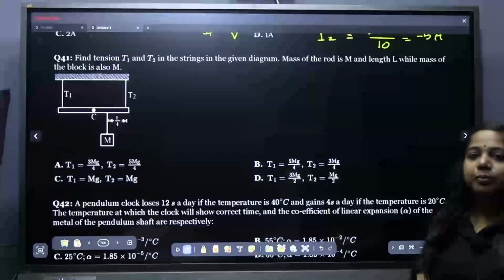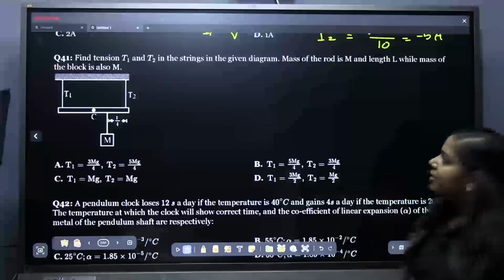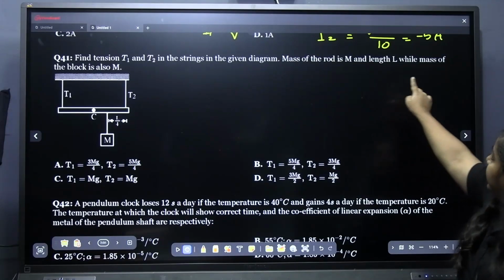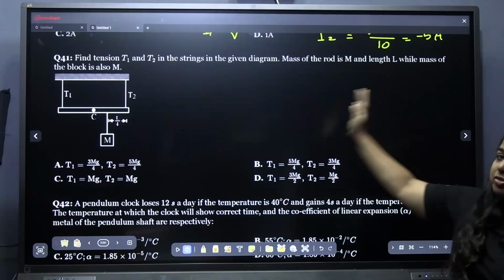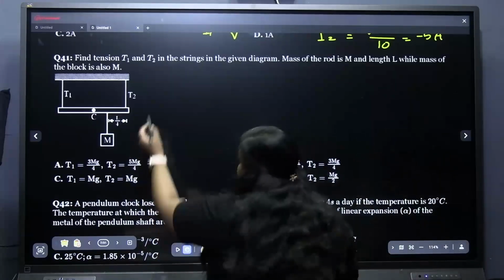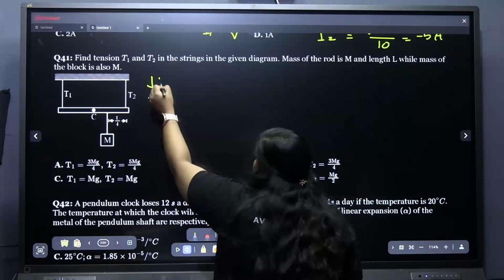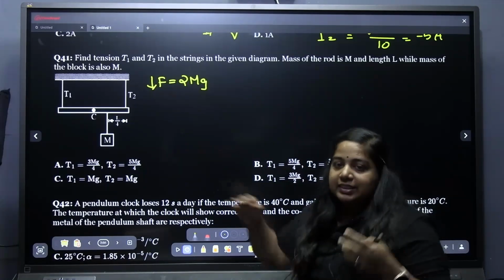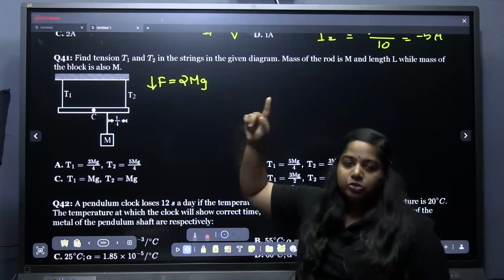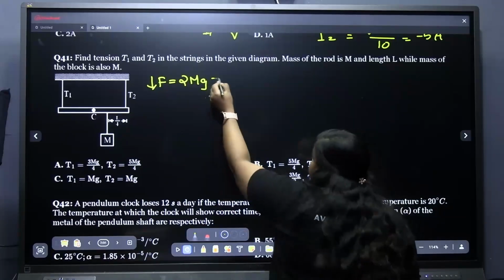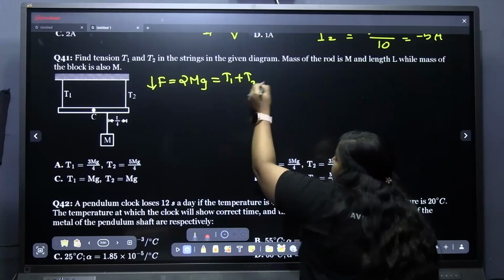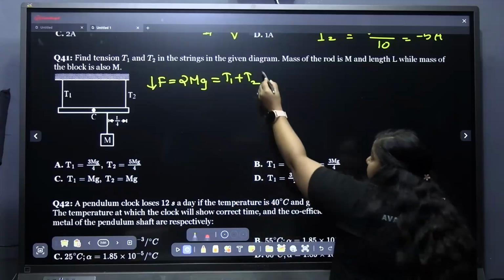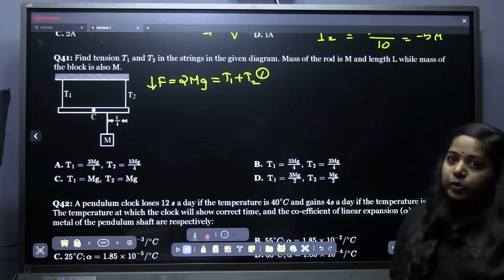So this is from rotational motion, we have to apply it. Find the tensions T1, T2 in the strings in the given diagram. Mass of the rod is M, length is L, and mass of the block is also M. So total downward force is equal to 2 mg. Since they are in equilibrium, total upward force also should be 2 mg. So that is equal to T1 plus T2. T1 and T2 are upward forces. This is our first equation. Equation 1: T1 plus T2 equal to 2 mg.